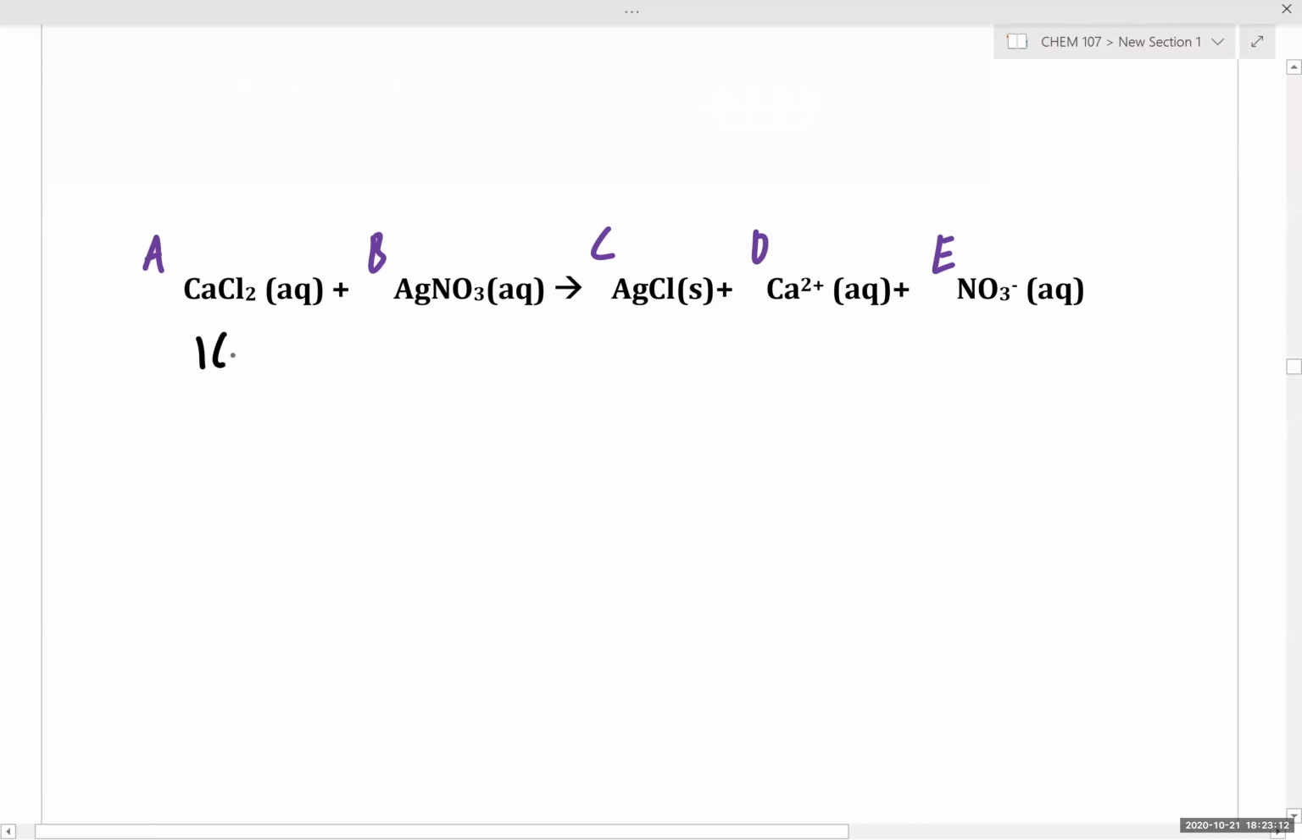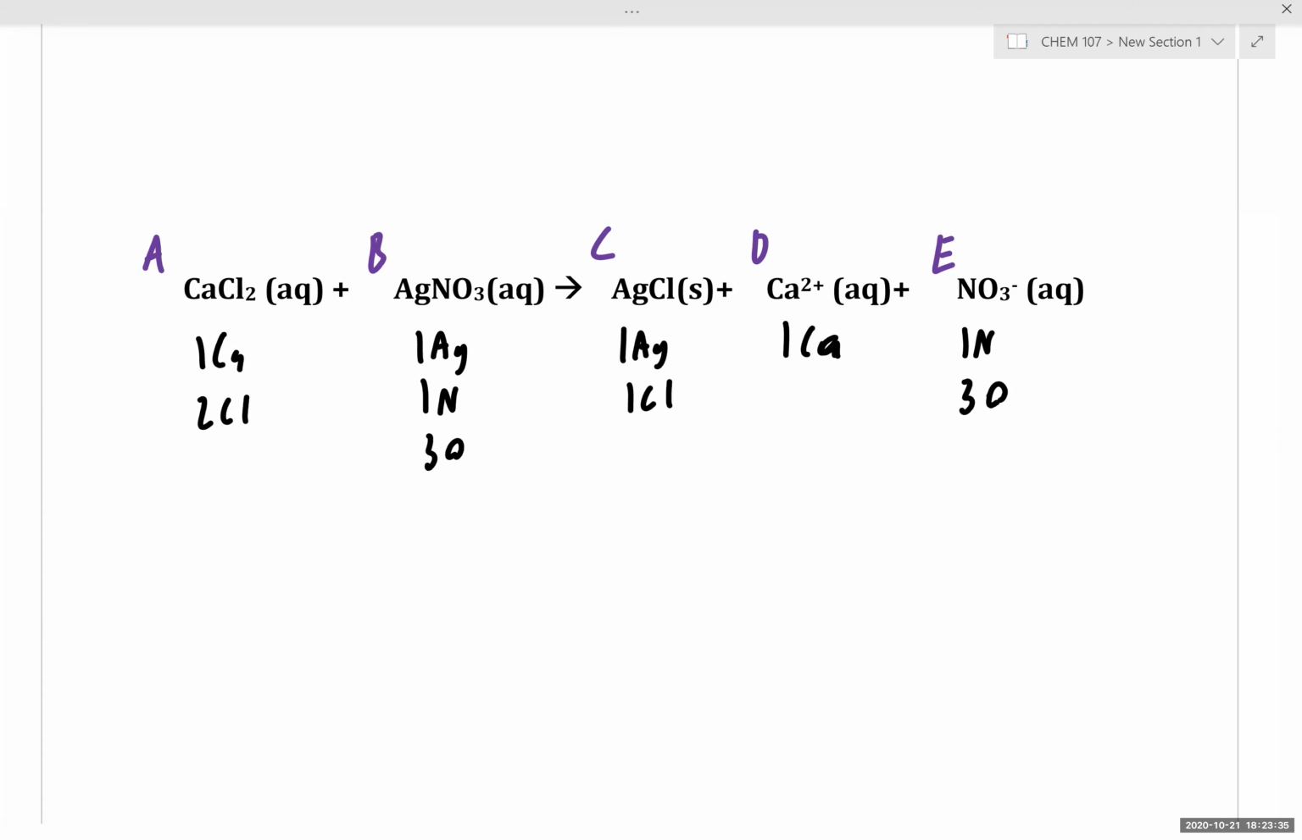So in this case, we have 1 calcium and 2 chlorine on the left. We have 1 silver, 1 nitrogen, and 3 oxygen on the left. And we have 1 silver, 1 chlorine on the right, 1 calcium atom on the right, and 1 nitrogen atom and 3 oxygens on the right. So looking at this equation, we're going to first need to balance our unbalanced element, which is chlorine.